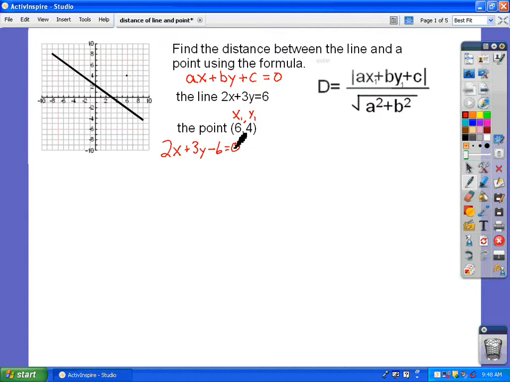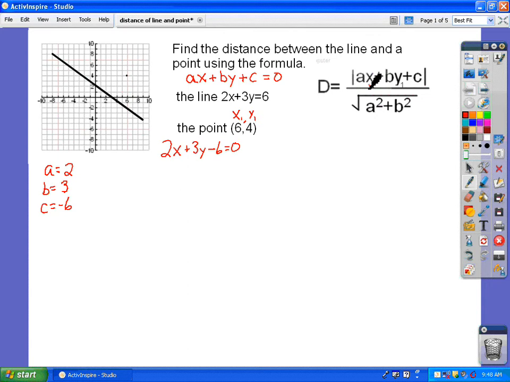Now let's identify what my values are. What's A, B, and C based on this equation? The value of A, and again, where do we find A? It's up here by the X. So the value of A for this problem is 2. The value of B, where do I find B? B is right in front of the Y. In this case, the value of B is 3. C is the number that has no variable. And in this case, the number with no variable is negative 6. So there's my negative 6.